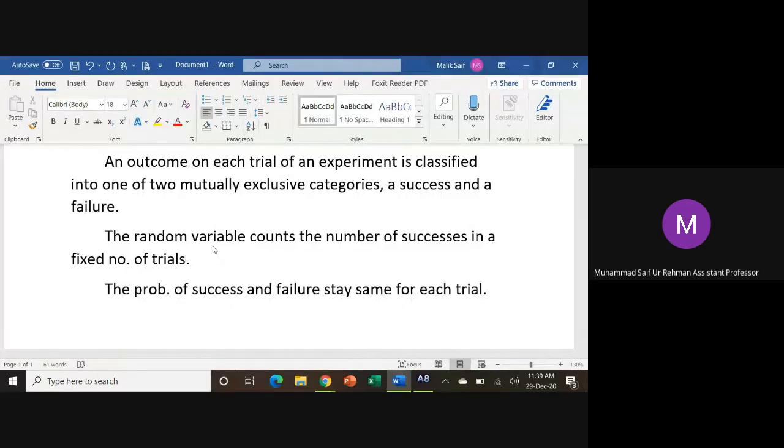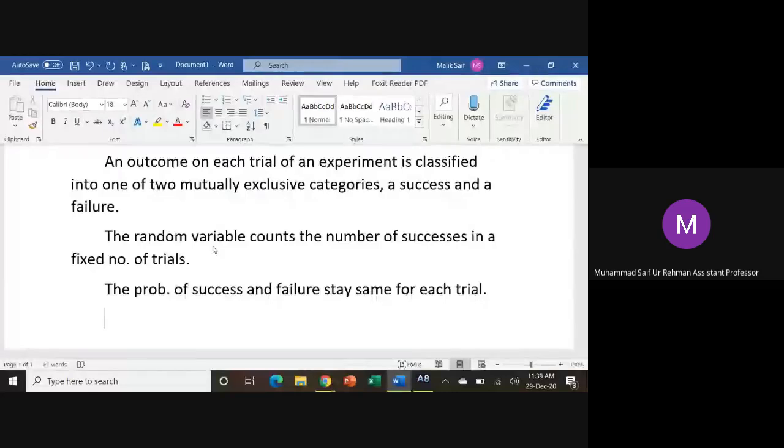So if you are going to toss a coin once, 50% are the chances that head will be there. And similarly, if you are going to toss a coin 1,000 times, even then for each trial, the probability of number of heads will remain the same as 50%. Okay, so the probability of success and failure remain the same over trials.